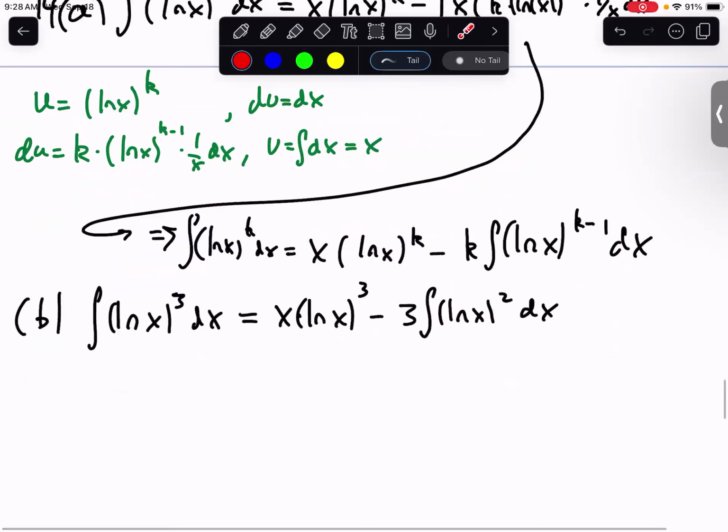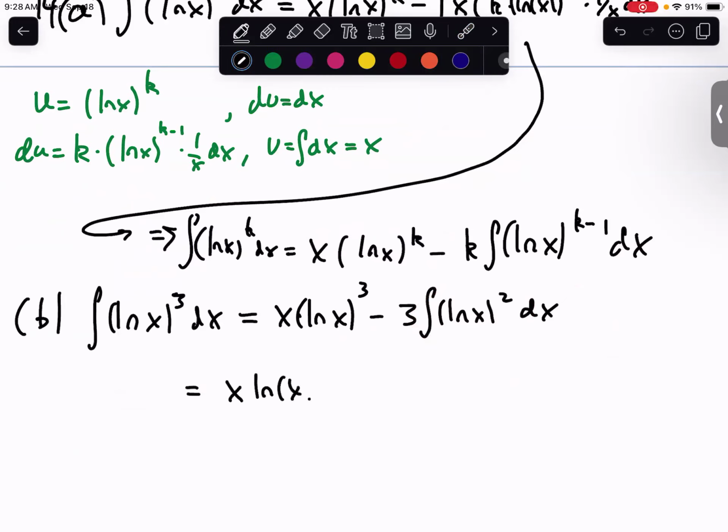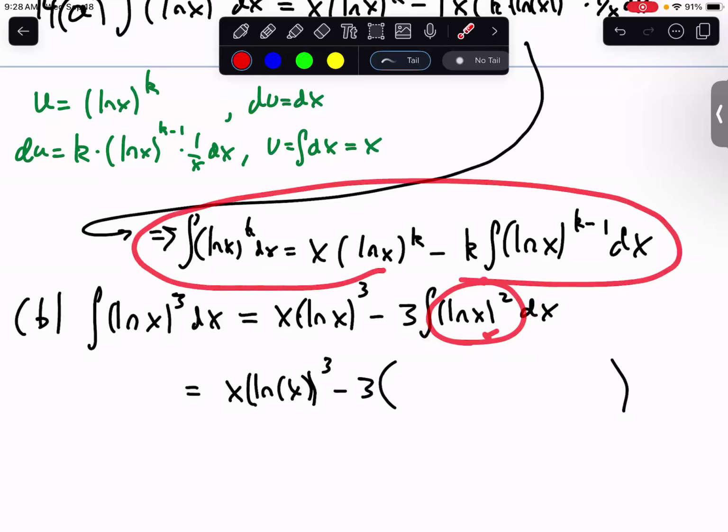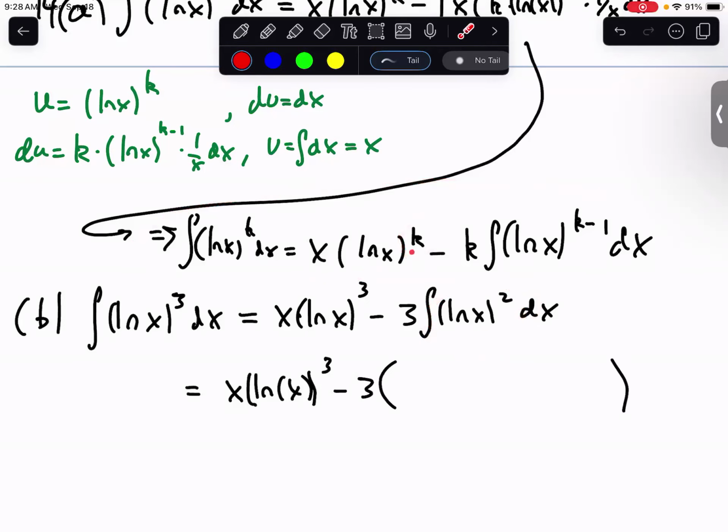And then you have to apply the reduction formula to the natural log of x squared. So this is the same thing as x times the natural log of x to the third power minus 3 times the integral of the natural log of x squared. For the natural log of x squared, if you plug it into this formula, k is going to be equal to 2. So this is going to be equal to x times the natural log of x squared minus 2 times the integral of just the natural log of x dx.